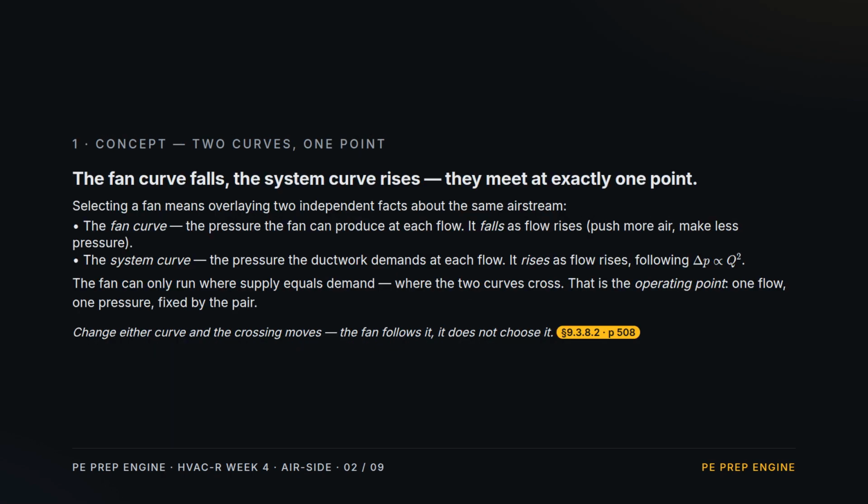Concept 1. 2 curves, 1 point. Selecting a fan overlays 2 facts about the same air. The fan curve is what the fan can produce, and it falls as flow rises. The system curve is what the ductwork demands, and it rises as flow rises, following pressure proportional to flow squared. The fan can only run where those two meet. 1 flow, 1 pressure. That crossing is the operating point.